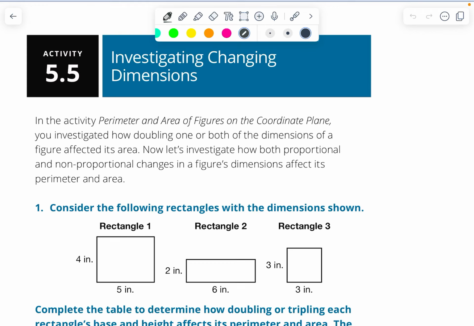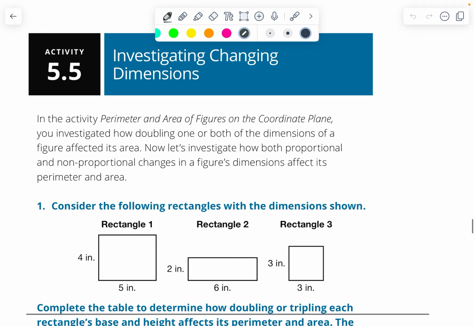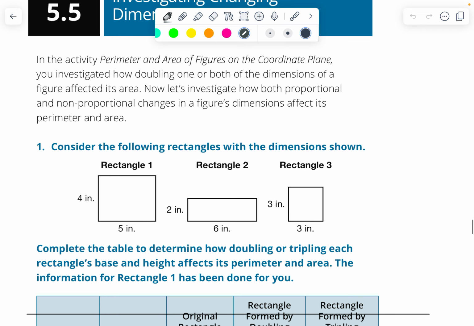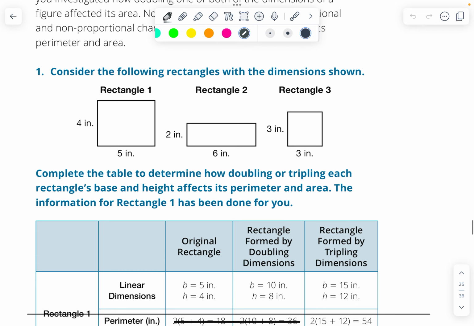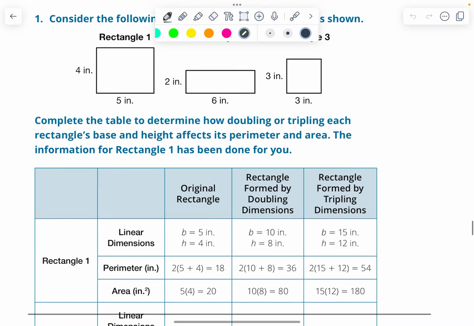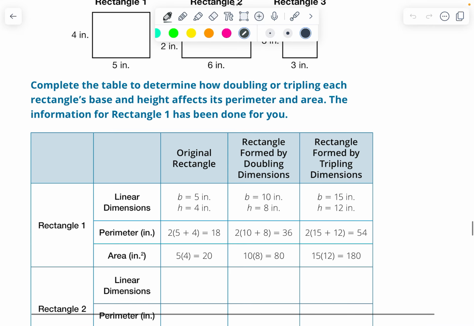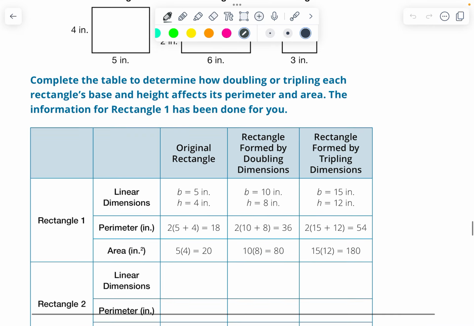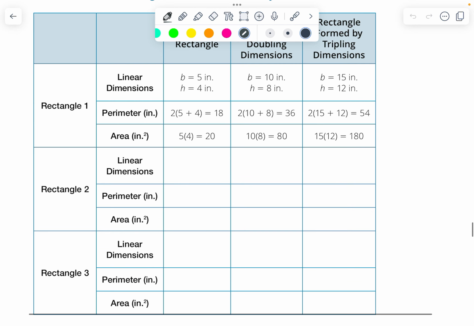Lesson 5 of Topic 1 for Module 1. We're going to be looking at change in dimensions. So we're going to be using these three rectangles. The first one is already done here. So rectangle 2 has dimension base 6, height 2.